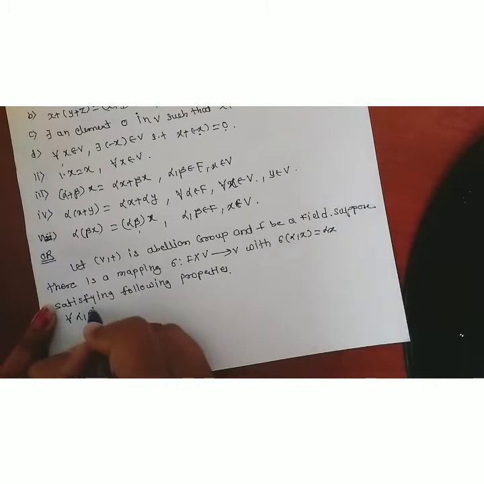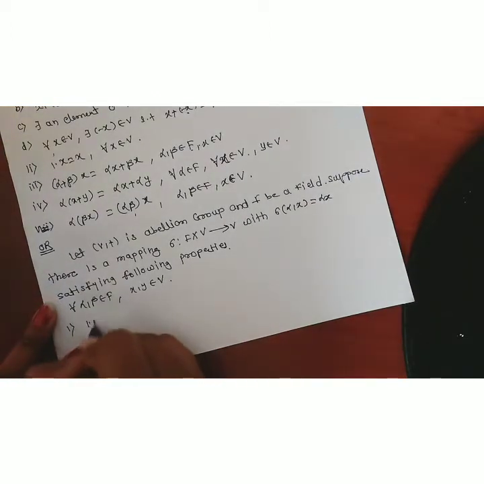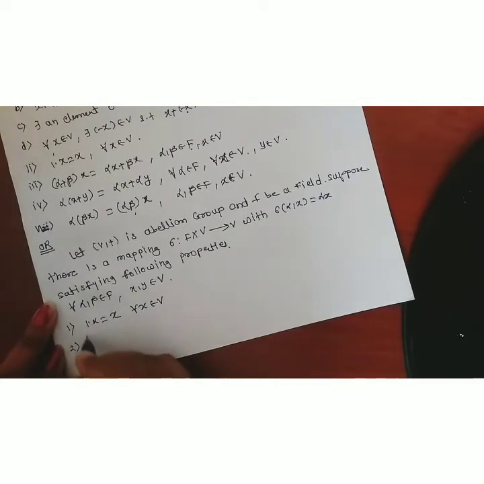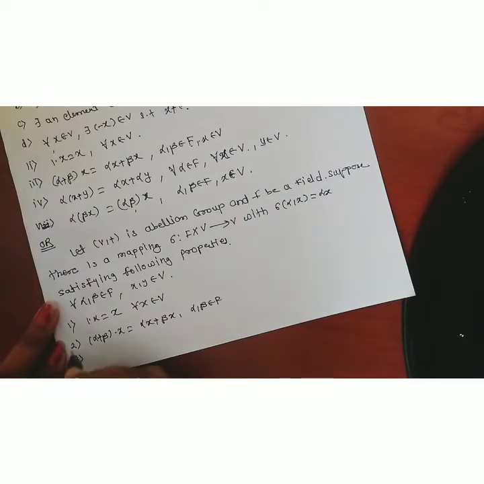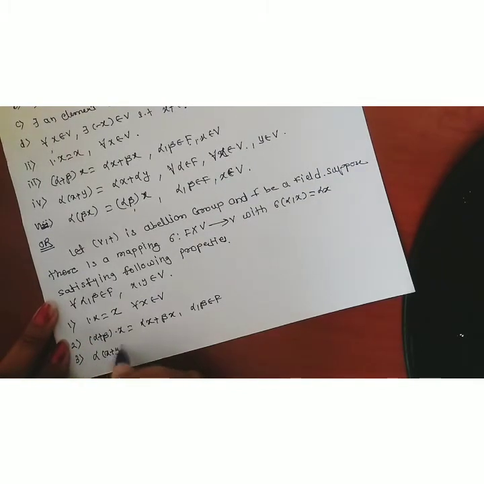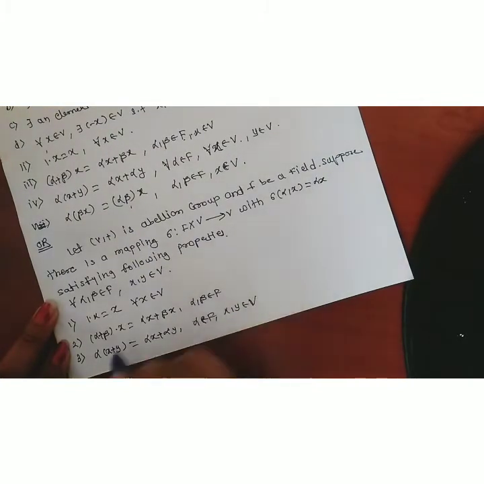For alpha, beta belonging to field F and x, y belonging to V. First property: 1 into x is equal to x for all x belonging to V. Second property: (alpha plus beta) into x is equal to alpha x plus beta x for alpha, beta belonging to field F. Third property: alpha into (x plus y) is equal to alpha x plus alpha y for alpha belonging to field F and x and y belonging to vector space V.